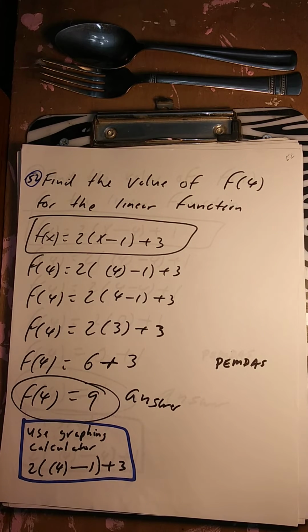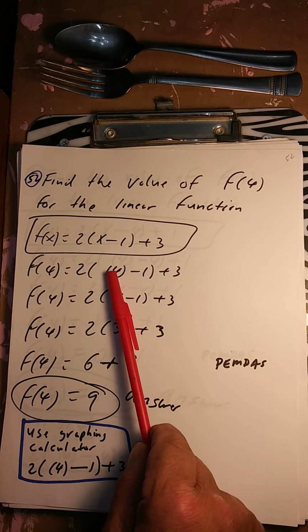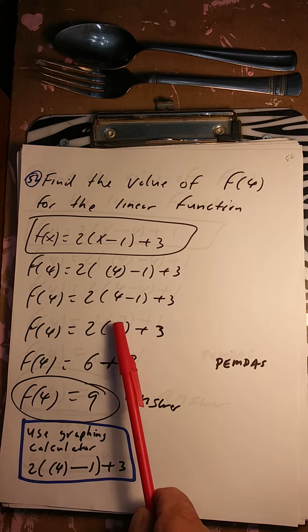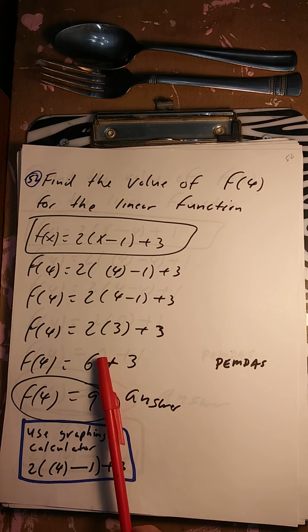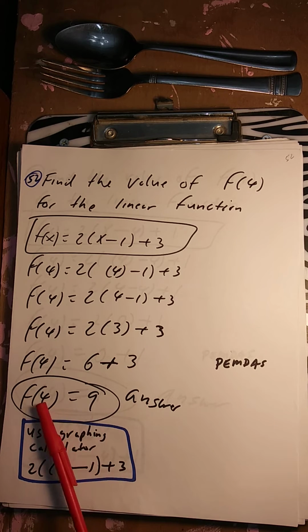Find the value of f of 4 for the linear function. Put the 4 in there. Take parentheses off. 4 minus 1 is 3. 2 times. Now, multiplication, addition, do the multiplication first. 2 times 3 is 6. Plus 3 is 9. So f of 4 is 9.